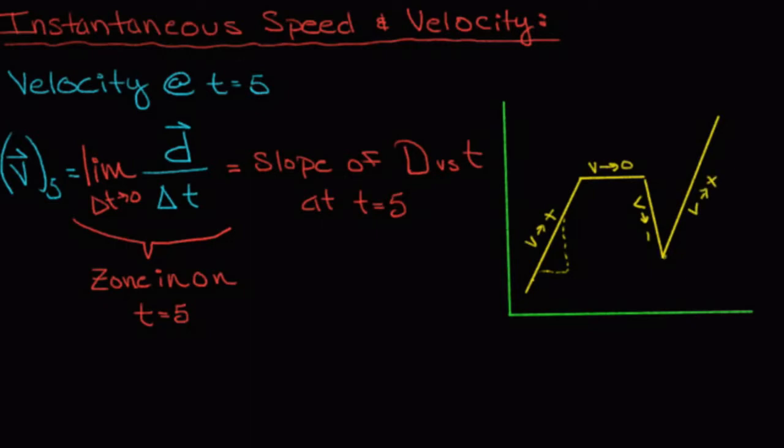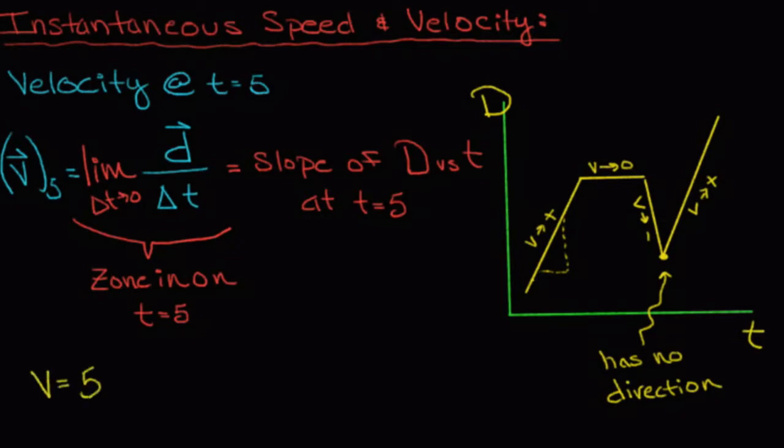And the speed would just be the same thing. You wouldn't really worry about positives and negatives, you just worry about the magnitude of the slope. And at these changes of direction, you have no velocity. At these singular changes of direction, you're turning around. And this is just our d versus t graph.